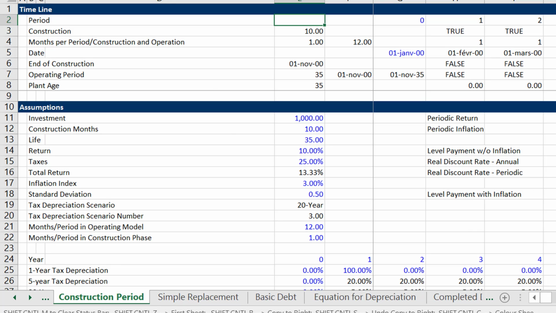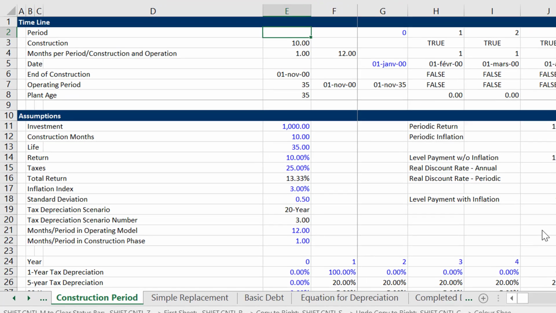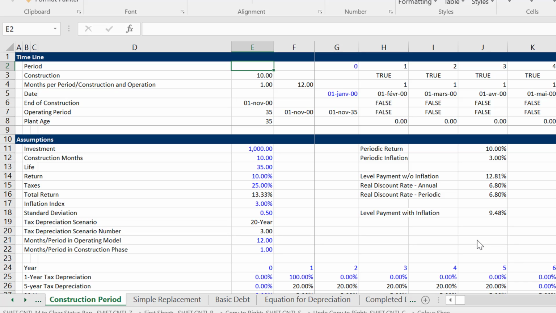Now, I am going to make a video about timing, and in particular, in computing carrying charge rates. I want to talk about the effect of different construction periods. We have a nuclear plant that might have a 10-year construction period.